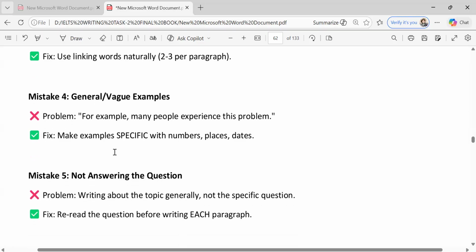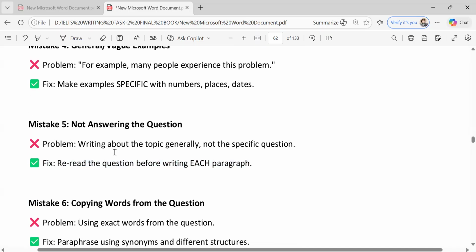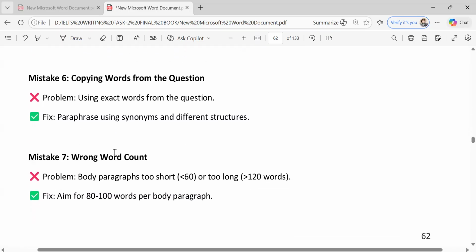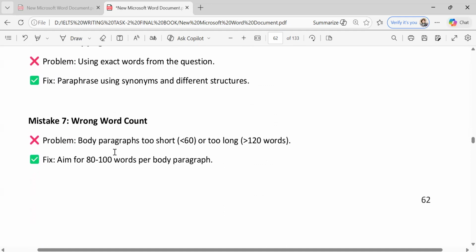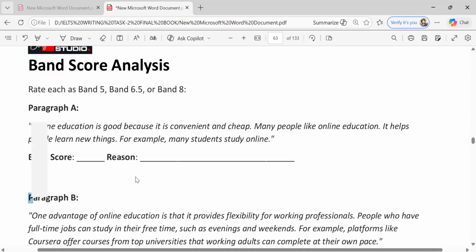And then your example has to be very specific, not general. And not answering the question, that's a big problem. And then copying words from the question, don't copy. And then wrong word count, keep in your mind. Your body paragraph is too short if you write only 60 words, or too long if you write 120. So make sure that's the wrong way. Your main body paragraph has to be 80 to 100 words, not more than that, not less than this.